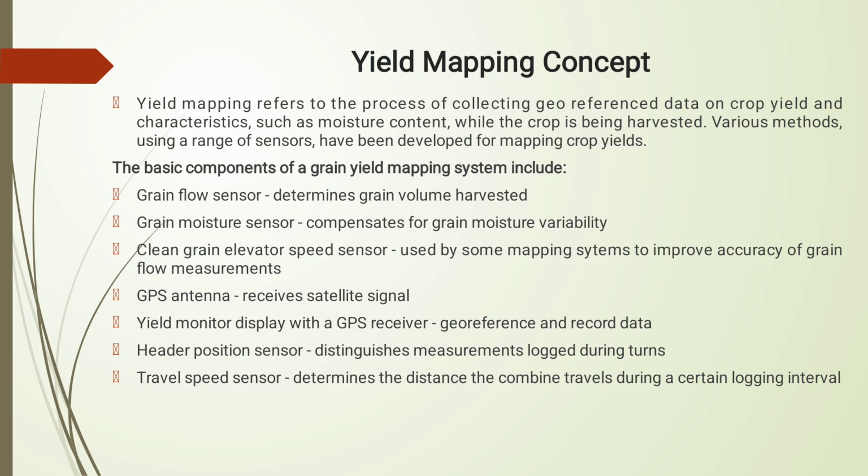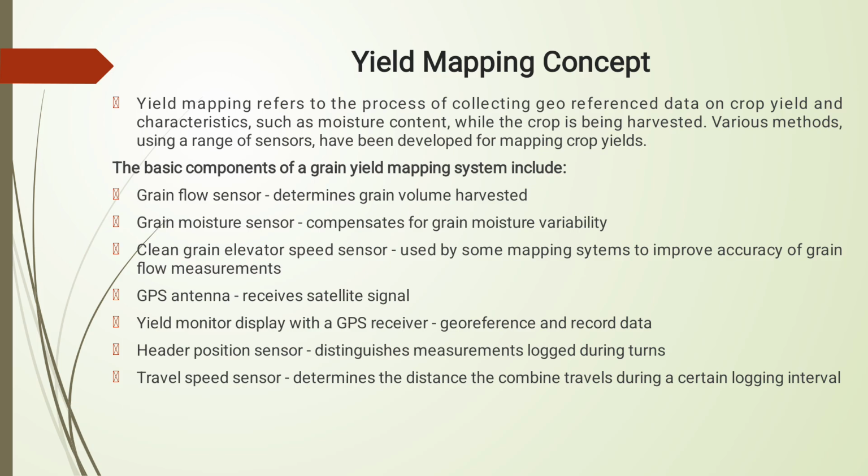Some of the basic components of a grain yield mapping system include the grain flow sensor, which determines the volume of the grain harvested. The grain moisture sensor determines the moisture content of the grain. The clean grain elevator speed sensor is used by some mapping systems to improve the accuracy of grain flow measurement.